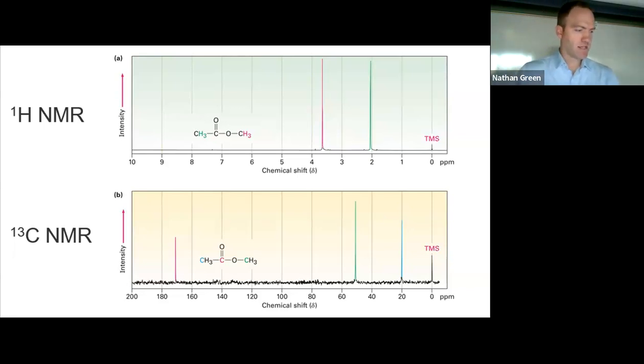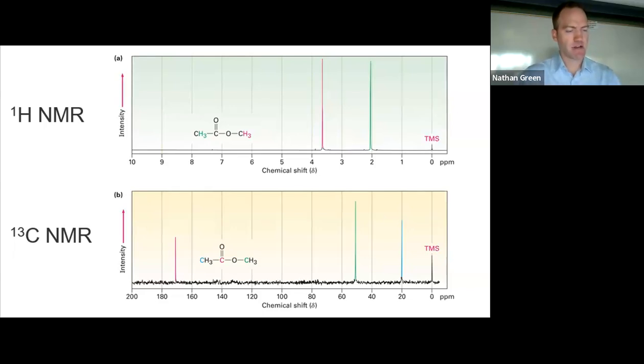So here is a proton NMR of this molecule, methyl acetate. And here's a carbon NMR of methyl acetate. Some things they have in common. They both are presented in chemical shift, but notice the scale is different, 0 to 200 for the carbon and 0 to 10 for the proton. Everybody is a singlet in a carbon NMR. There is no splitting. There are no integrations to be gotten from this either.